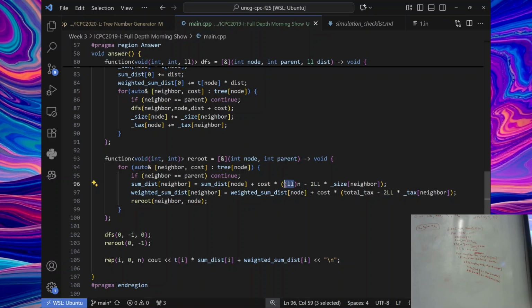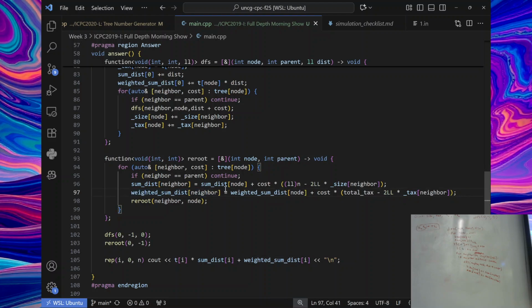LL is a macro for long long. Same here, this means long long. This is because n is originally an integer, but we don't want integer overflow when we do this subtraction here. So we cast it to a long. You could also just write long for n in the first place.